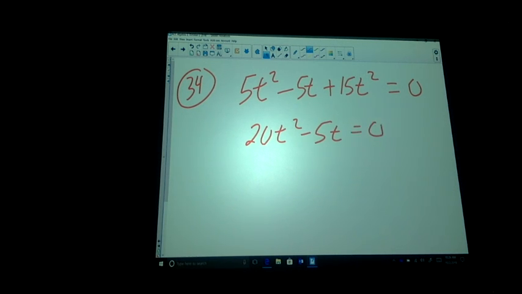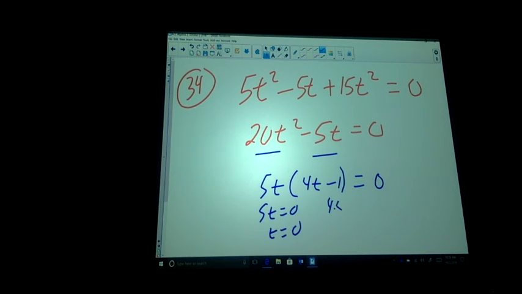Combine like terms? What do I have in common between both of these that I can factor out? 5t. A 5 and a t. Sweet. And that leaves me 4t minus 1 equals 0. So this is going to say 5t is equal to 0, so t equals 0. 4t minus 1 equals 0, so add 1, divided by 4, so t equals 1 over 4.